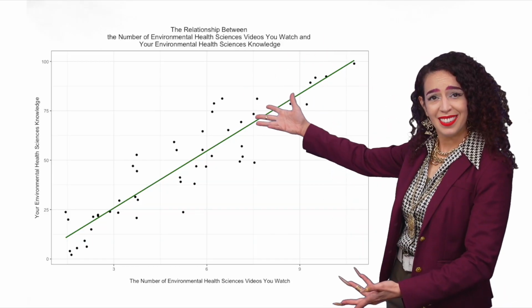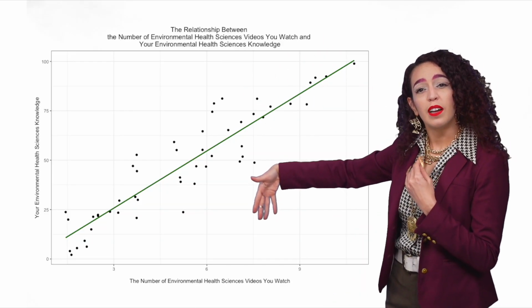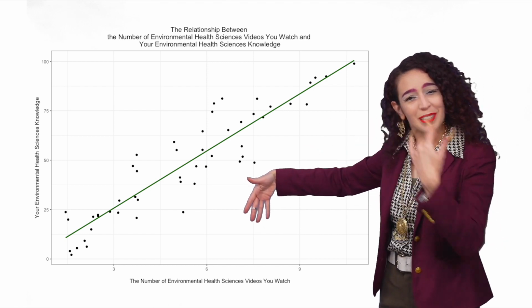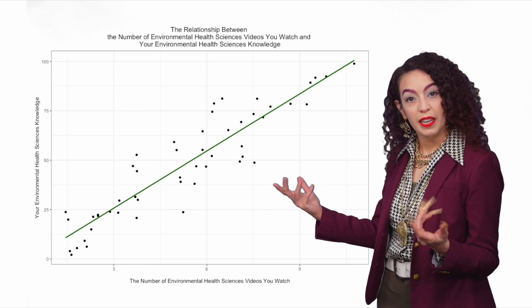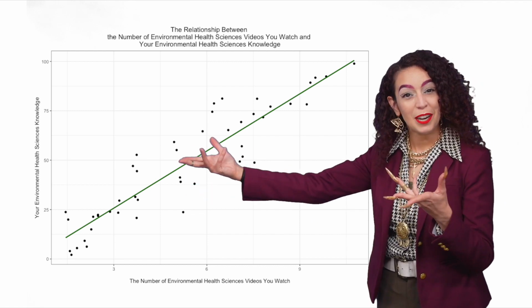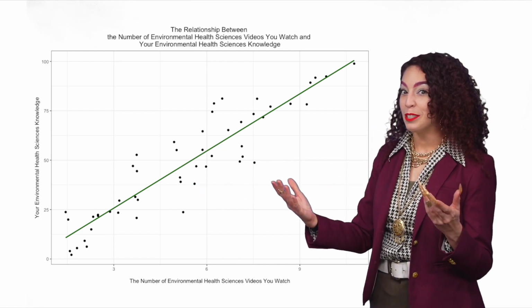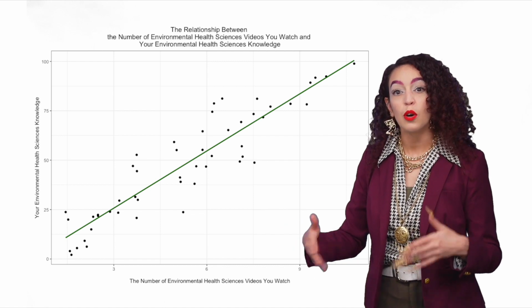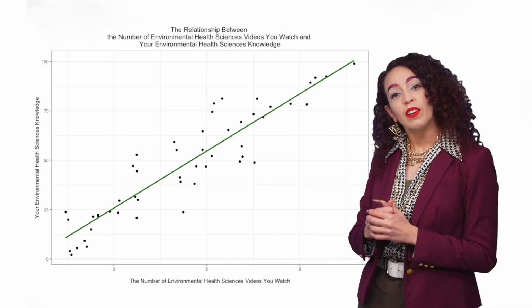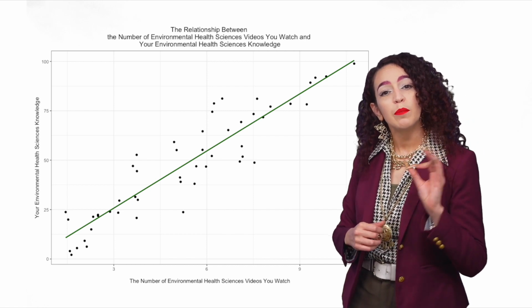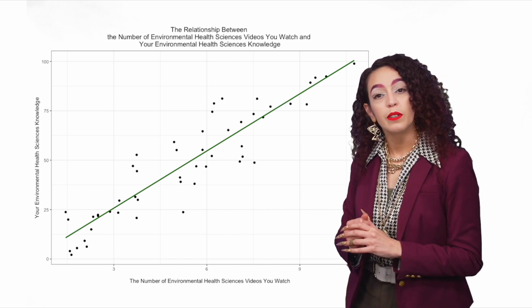Have a look here. Our explanatory variable on the x-axis is the number of environmental health science videos you watch. We suspect that the number of videos you watch will explain the outcome variable, your environmental health sciences knowledge. How much does your environmental health science knowledge go up for every video that you watch? In this made-up example, every video increases your knowledge by about 9.6 points based on the linear regression analysis.